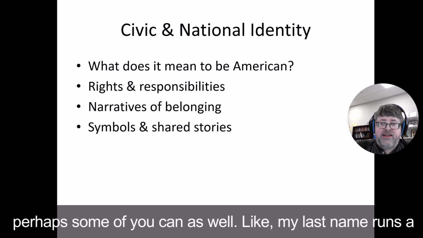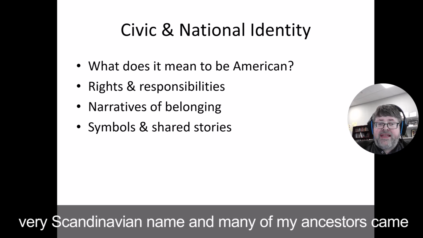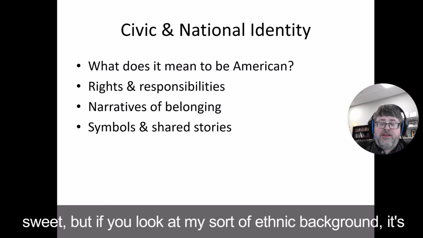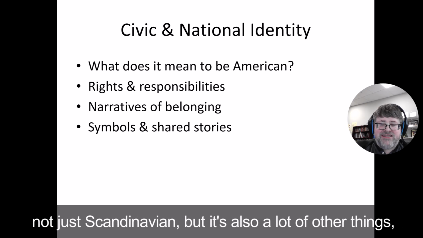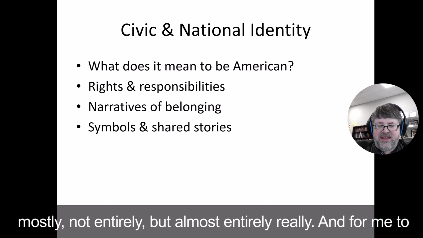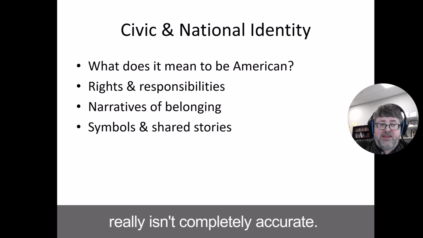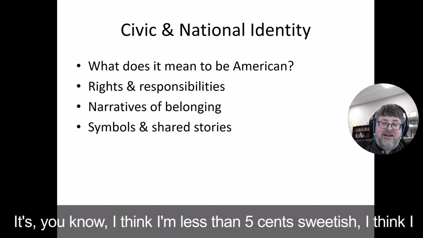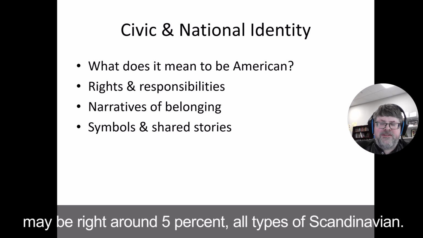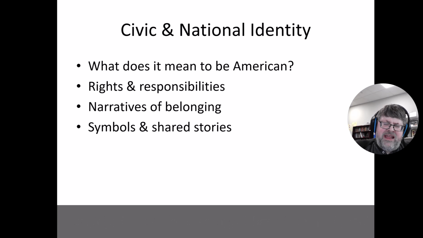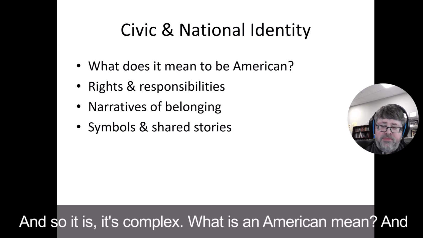Like, my last name Lund is a very Scandinavian name, and many of my ancestors came from Sweden. But if you look at my ethnic background, it's not just Scandinavian, but also a lot of other things, almost entirely European. For me to say my ancestry is Swedish is partially accurate, but it really isn't completely accurate. I think I'm less than 50% Swedish, maybe right around 50% all types of Scandinavian. And so it's complex. What does American mean?